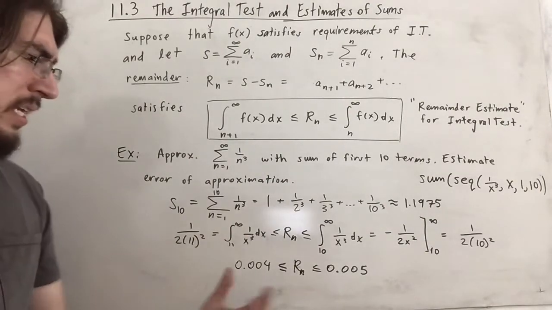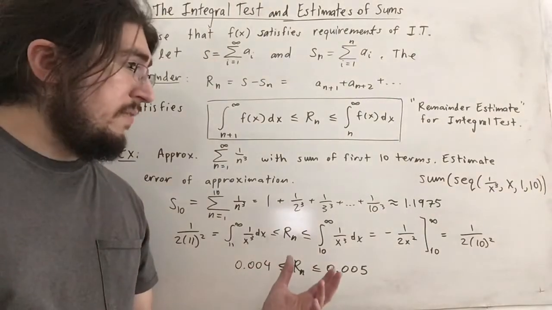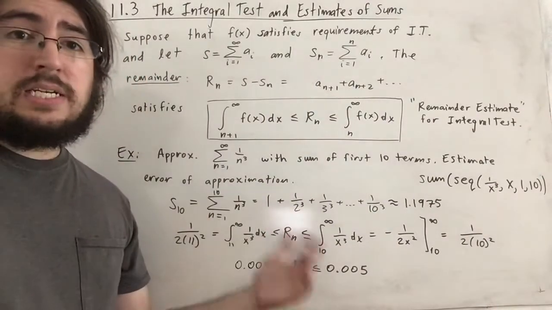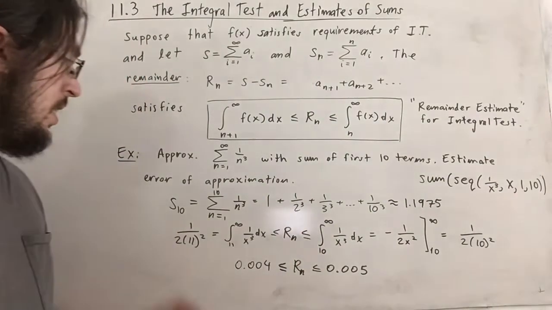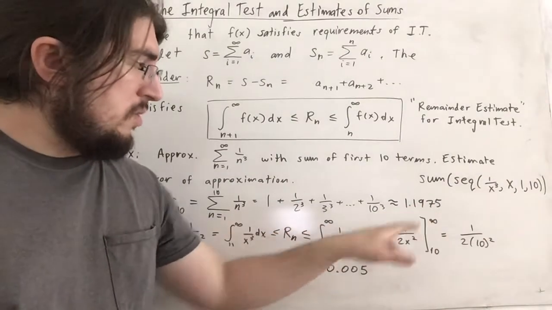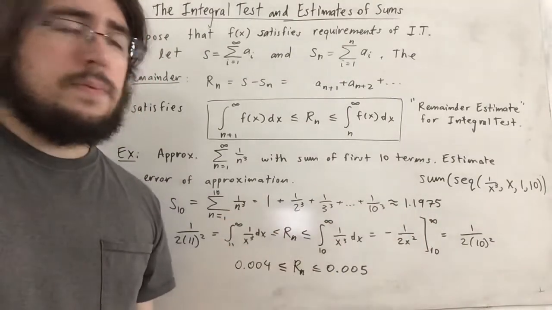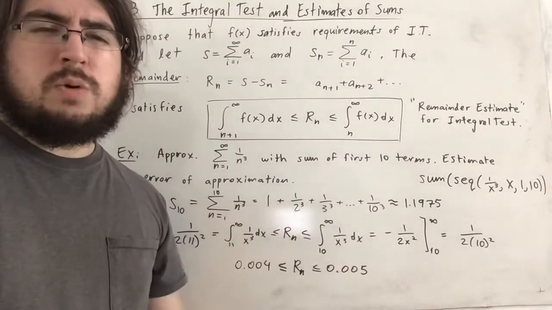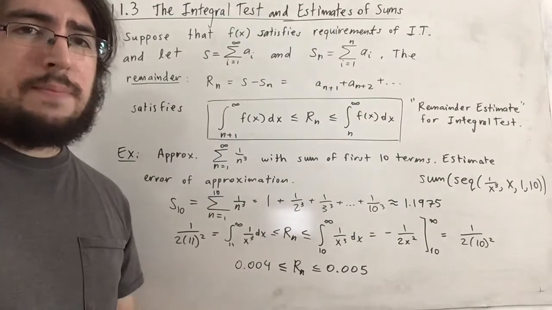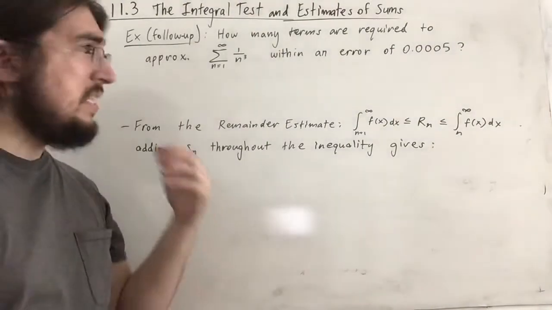In fact, if you consider the midpoint between these two, it would be 0.0045, and if you add 0.0045 to this, you get an estimation, probably a better estimation, of this series. And you'll see that if you add 0.0045 to 1.19, it bumps this up, and it'll actually be like 1.2 in the end, I think. But anyways, I'm going to ask the follow-up question to this example, so let's take a look at that right now.